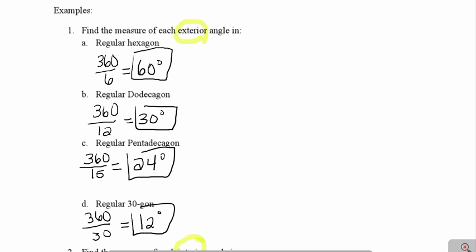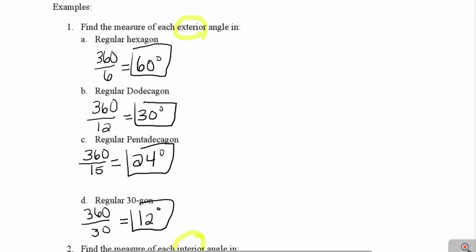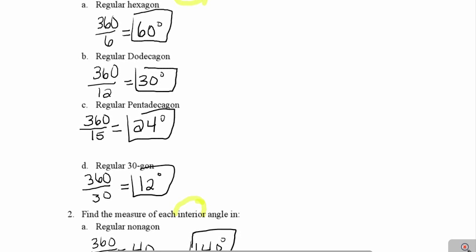Alright, so hopefully this was fairly easy for you. So let's check our answers to number 1, where it asks you to find each exterior angle. 1A, a regular hexagon, each exterior angle is 60 degrees. 1B, a regular dodecagon, is 30 degrees. 1C, a regular pentadecagon, is 24 degrees. And then 1D, a regular thirtygon, each exterior angle is 12 degrees.